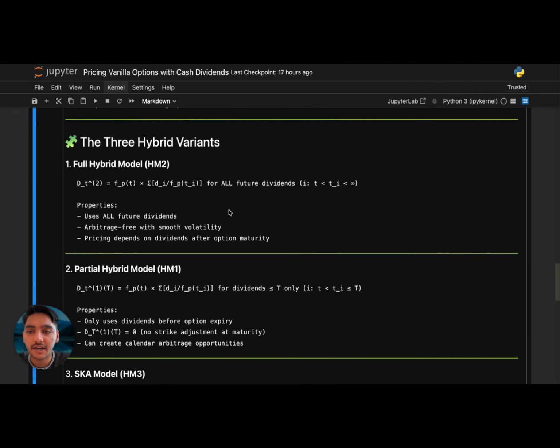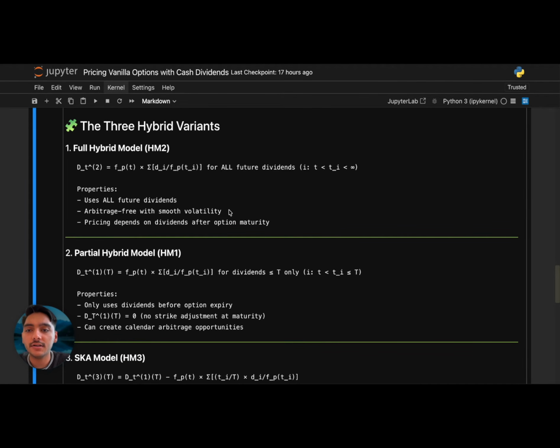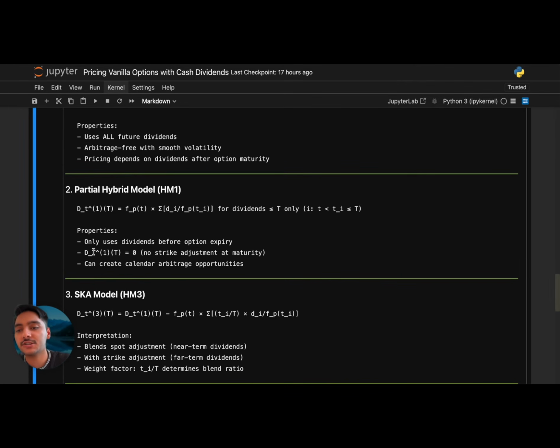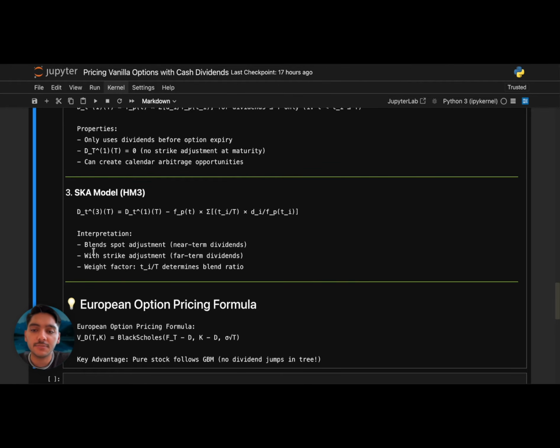The three models, the differences I'm going to tell you. The first is the full hybrid model, which is HM2. Its properties are that it uses all future dividends, is arbitrage-free with smooth volatility, and the pricing depends upon dividends after option maturity. The second, the partial hybrid model HM1, only uses dividends before option expiry, so there is no strike adjustment at maturity, and we can create calendar arbitrage opportunities here. And the third one, the HM3 model, blends spot adjustment for near-term dividends with strike adjustment for far-term dividends, and the weight factor, T_i upon T, determines the blend ratio.